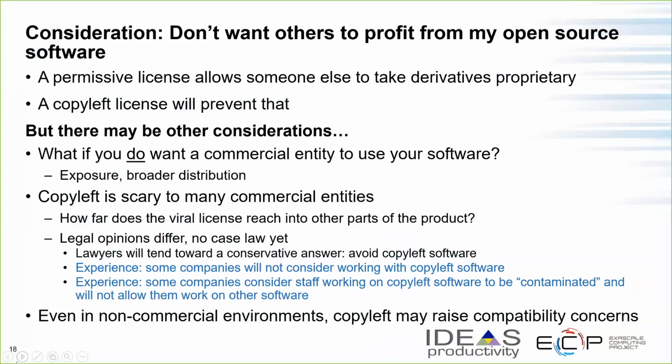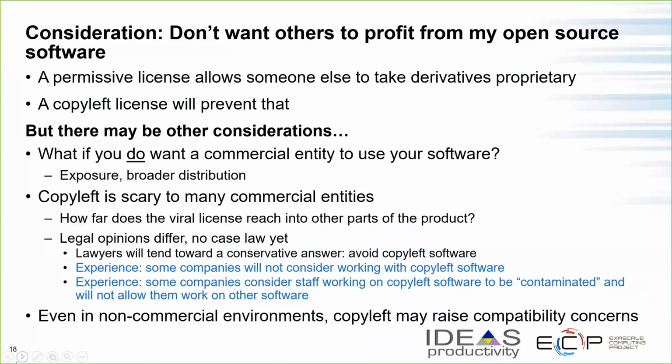Now, going the other direction, what if I don't want other people to be able to profit from my software? Okay, so I'm happy to profit from my software, that's great. But I really want to put my software out there as open source, but I want to prevent other people from profiting from it. Well, a permissive license allows someone to take derivatives proprietary. So they could actually take it, make it proprietary, and sell the software and do whatever. If you don't like that idea, a copyleft license will prevent that, legally anyway. But there may be other considerations that you want to take into account here.